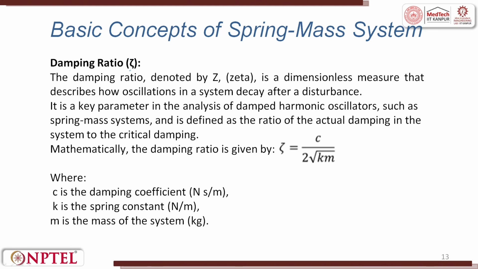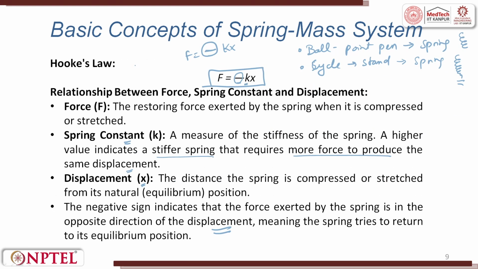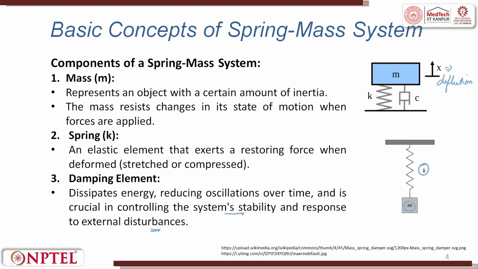So, what is damping ratio? I said the energy gets dissipated and the vibration almost attains 0. So, now when you talk about that, there is something called damping which happens, and when you look into the system, we also said in the beginning about the damping element, right. So, for this damping element, we will have this damping ratio.